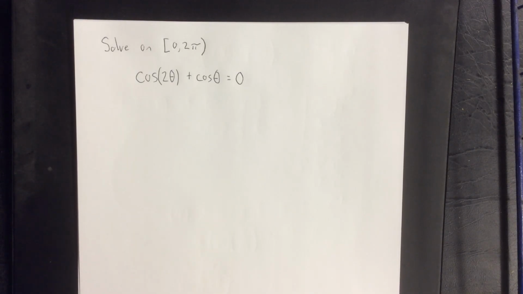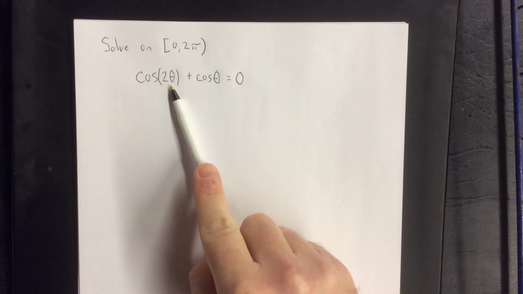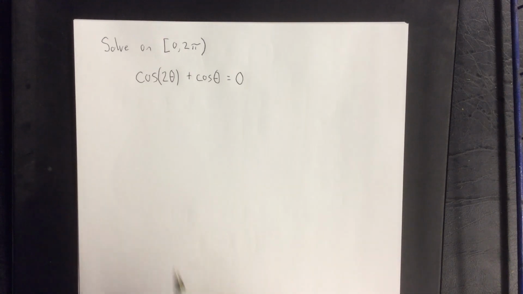In this example, I would like to solve a trigonometric equation involving a double angle identity. I would like to solve on the interval 0 to 2 pi the cosine of 2 theta plus the cosine of theta is equal to 0. The technique that I'm going to show you is not one that has to be used every single time, but it does employ a pretty good strategy. And the strategy is, if you have two different angles within your problem, try to express it in terms of the same angle.